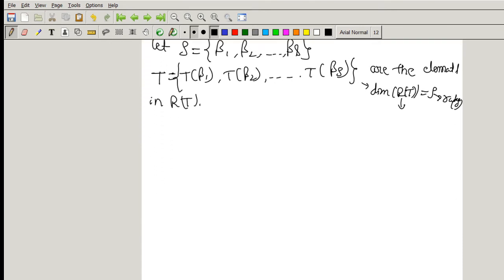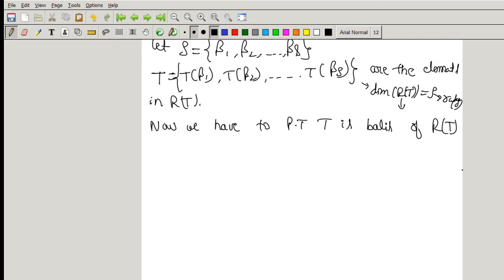T is T of beta 1. We have to check. Now we have to prove that T is a basis of R of T. If T is a basis of R of T, then the dimension of T is nothing but S, which is nothing but the rank of T is equal to S.